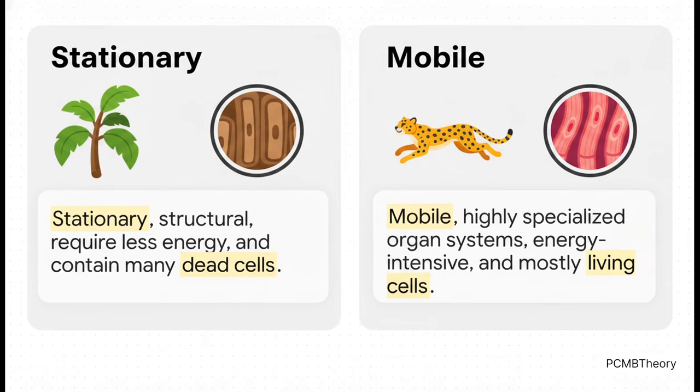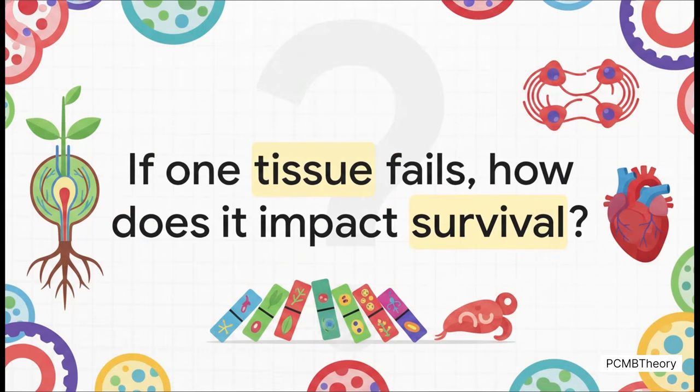Animal tissues, however, are built for active locomotion. They form highly specialized organ systems that demand tons of energy, and they are made up almost entirely of living, breathing, working cells. I want to leave you all with one final thought to ponder. We've seen just how incredibly specialized each tissue is, right? From the water-carrying xylem in a giant redwood to the tirelessly beating cardiac muscle in your own chest. If just one of those specialized tissue types were to fail, how does that domino effect impact the entire organism's survival? It really puts into perspective the fragile, intricate, and honestly beautiful interconnectedness of life's division of labor.